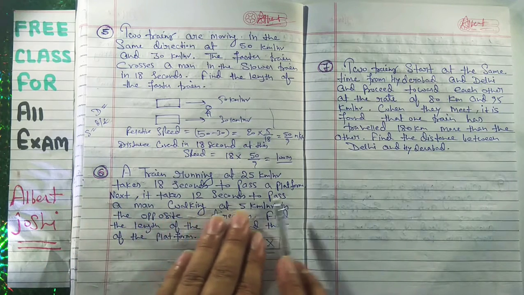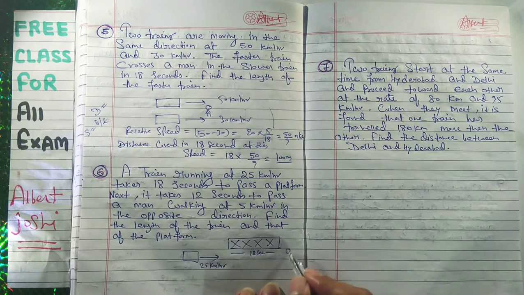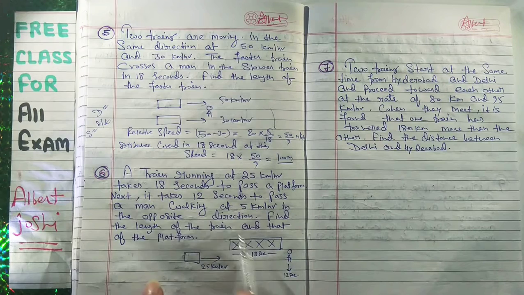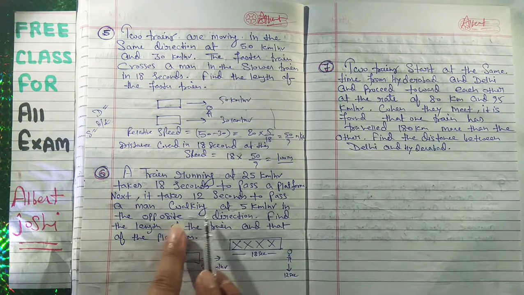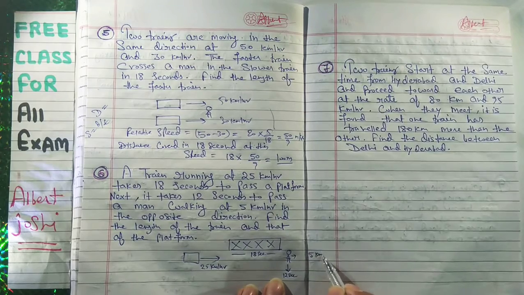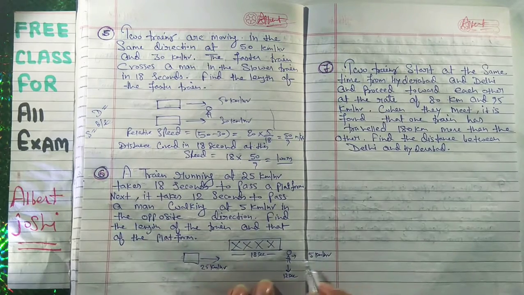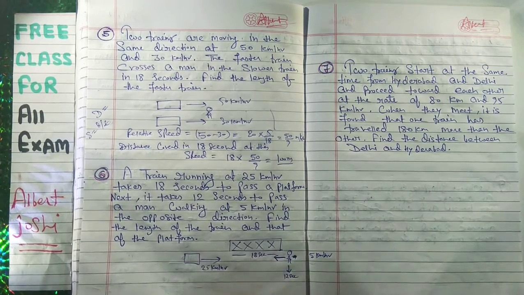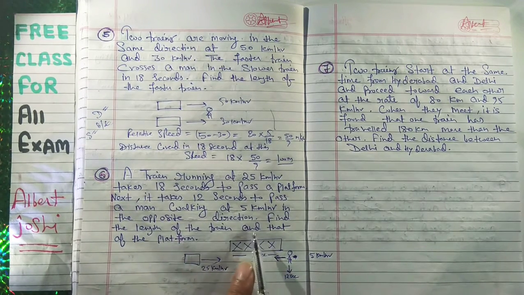It takes 12 seconds to pass a man. Now there is a man, and it takes only 12 seconds to cross this person. This person is walking at 5 km per hour in the opposite direction, meaning this person is moving here. Then he is asking to find the length of the train, and the platform.